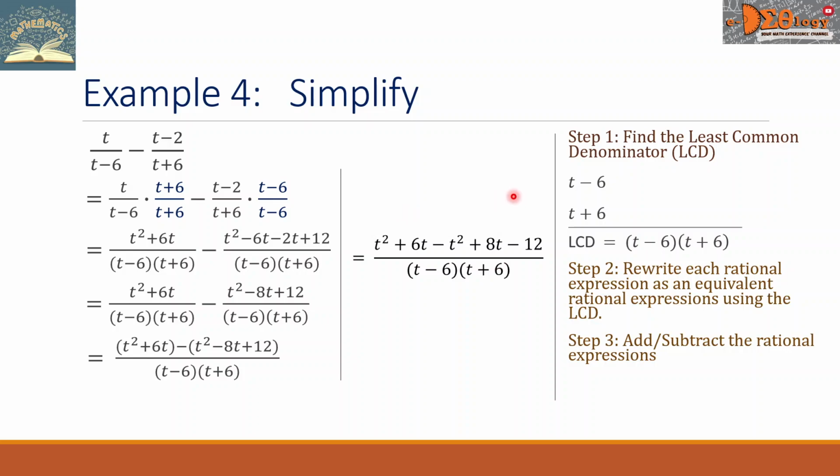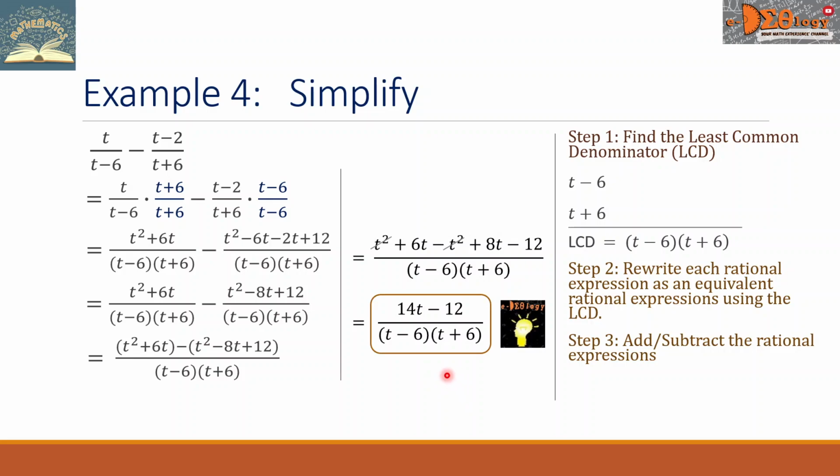Let us now combine like terms. The t squared, there is negative t squared here, it is cancelled out. It becomes 0. Then we combine 6t plus 8t. We have 14t, then we copy the constant negative 12, all over the common denominator. This is now the final answer.